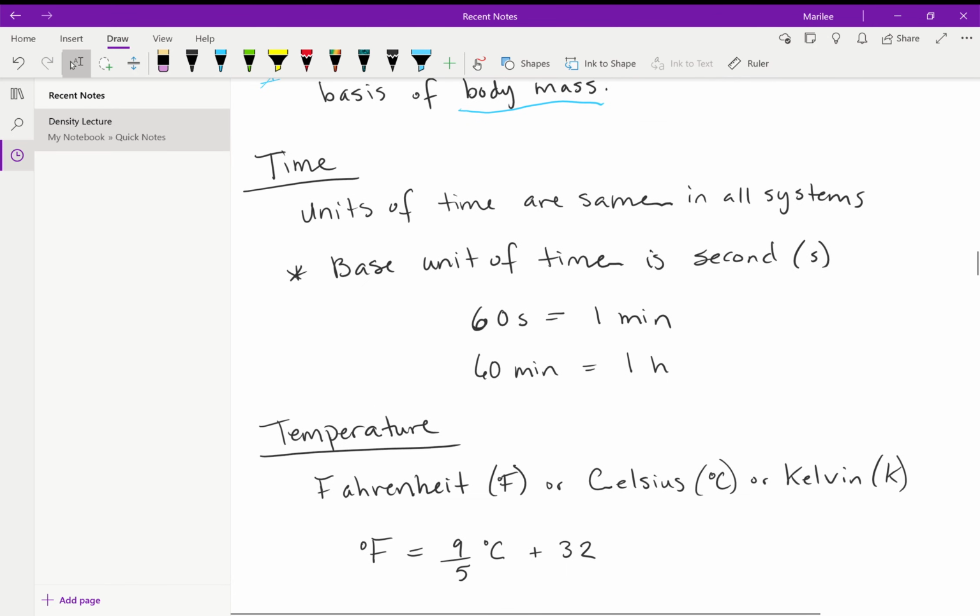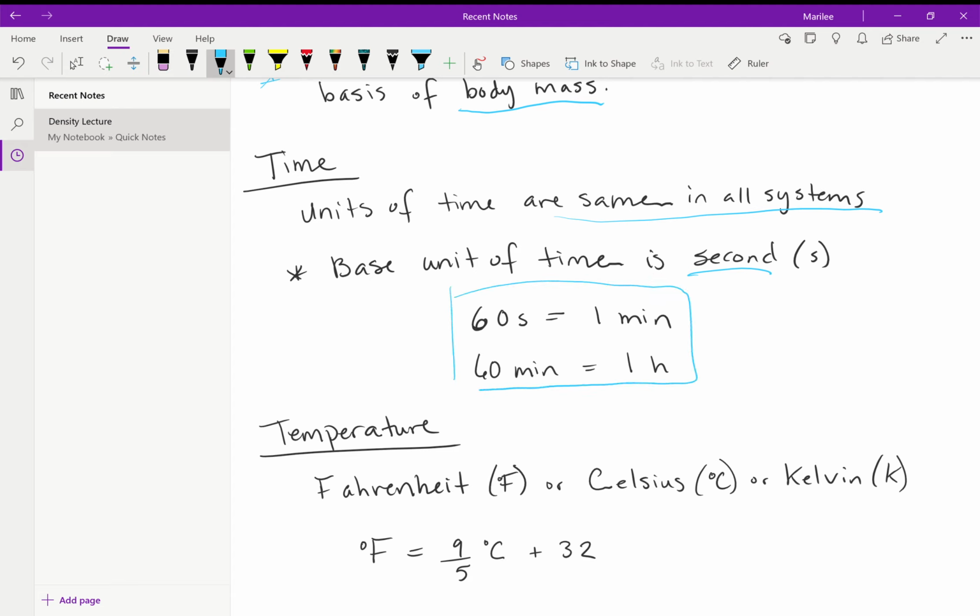Time. Units of time are all the same in all the systems. The base unit of time is second. We know that 60 seconds is 1 minute, 60 minutes is 1 hour. You'll need to know this, I'm sure you already do, for any conversions we do.